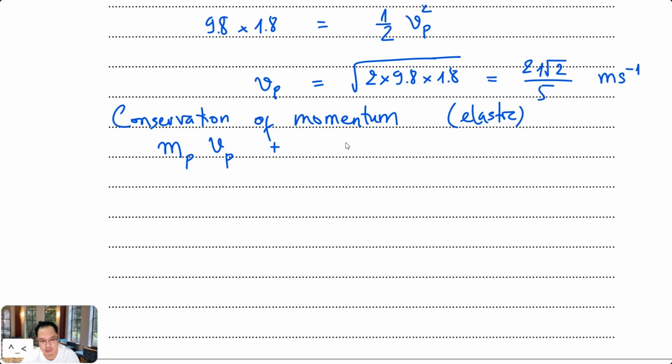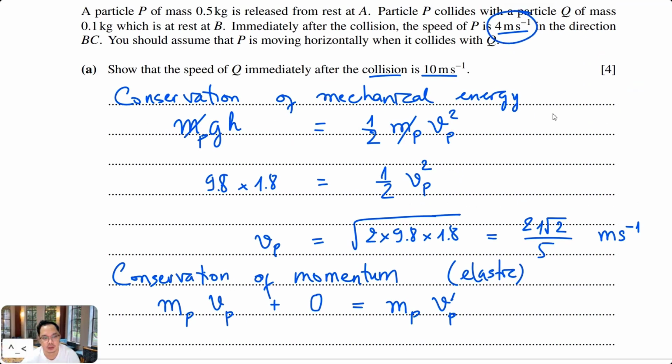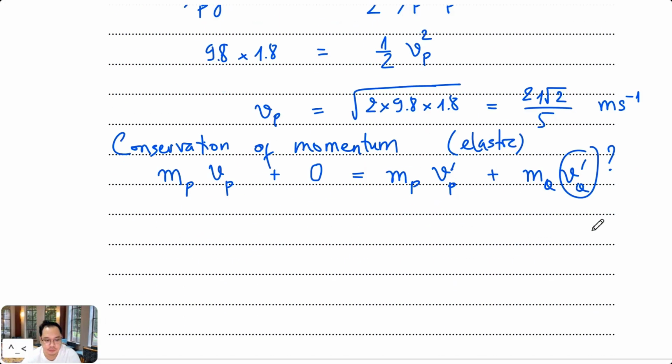Then the momentum of the second particle, the particle Q, is initially 0 because it was stationary. The particle P has a remaining velocity after the collision, vP dash, which is 4 meters per second. Then we write the momentum of the particle Q after the collision, and we need to find this.